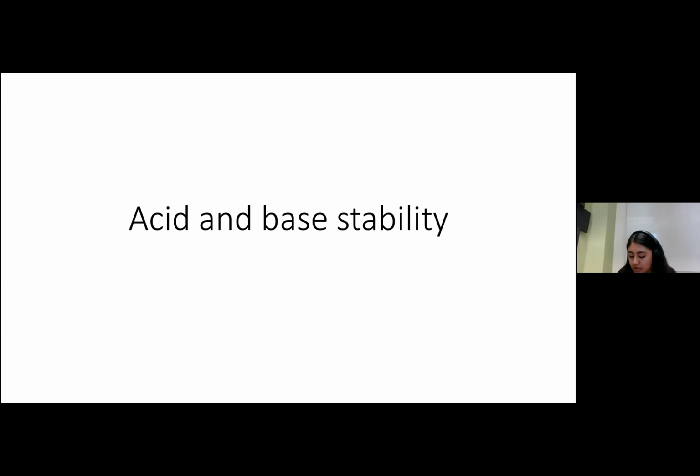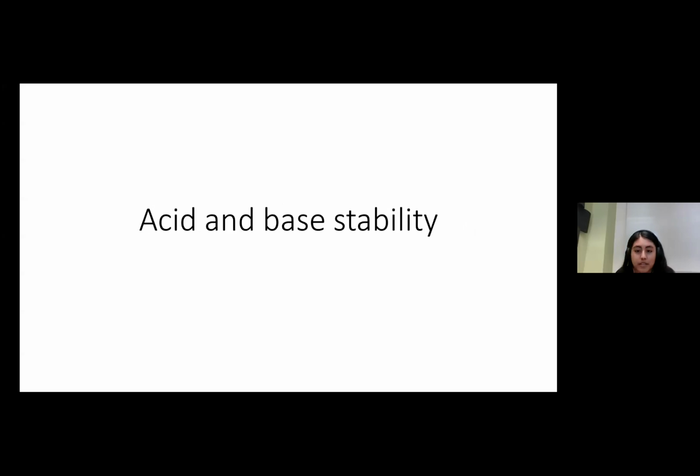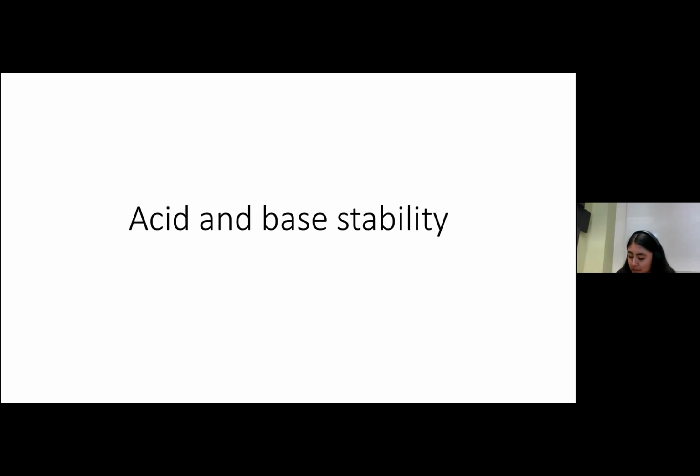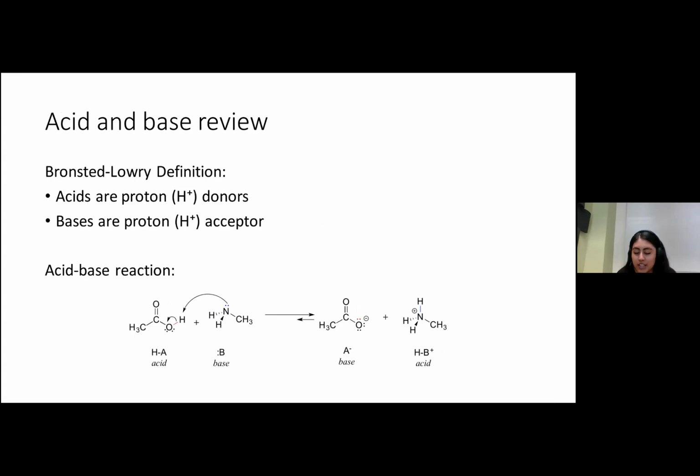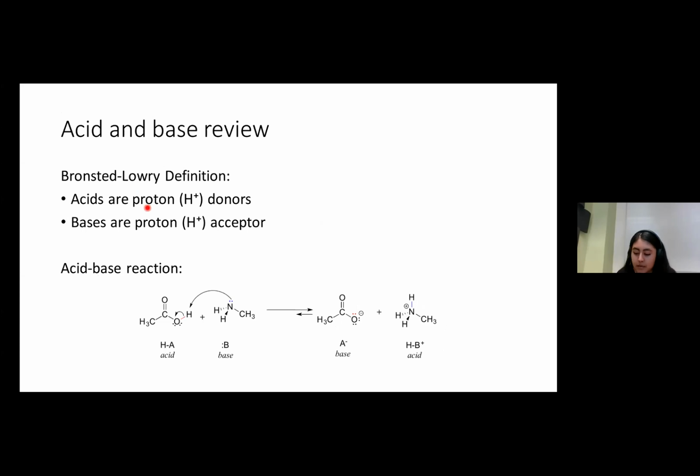Okay, so today I'm going to be talking about acid-base stability. Before I go into new topics, I just want to review the Bronsted-Lowry definition of acids and bases. An acid is something that donates a proton, right? And a base is something that accepts a proton.